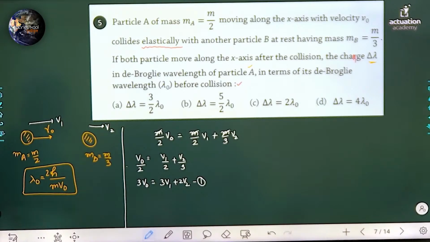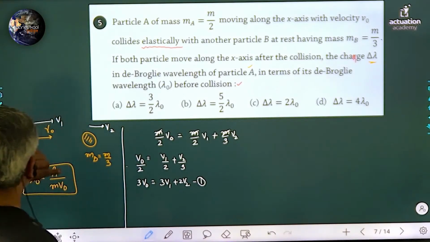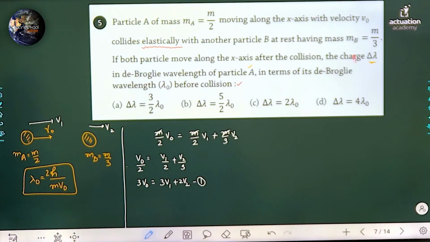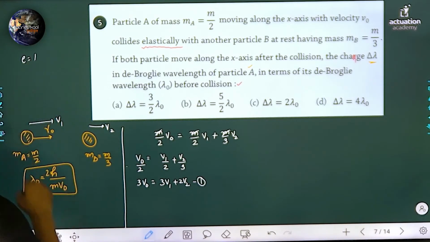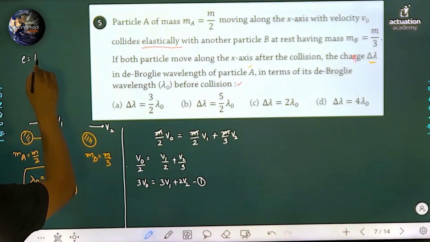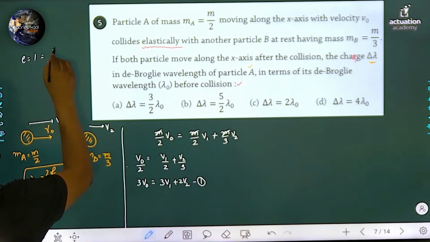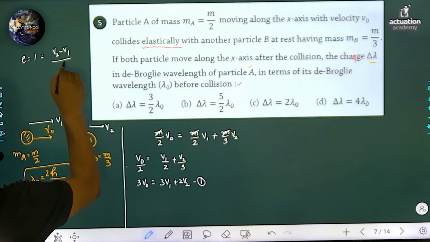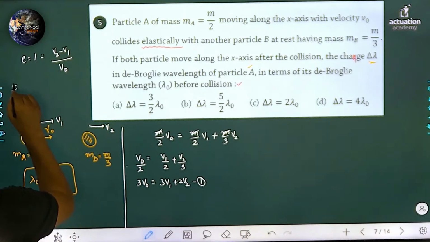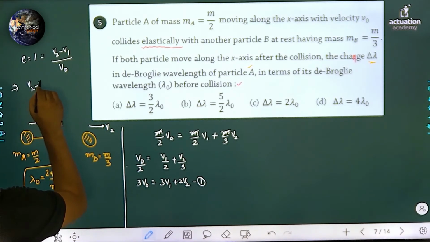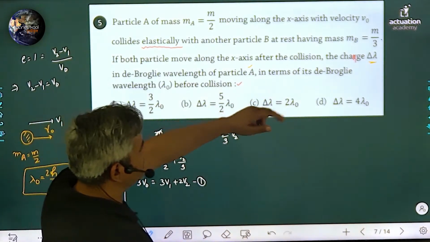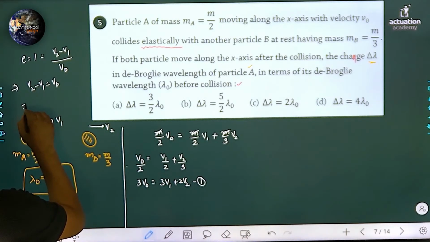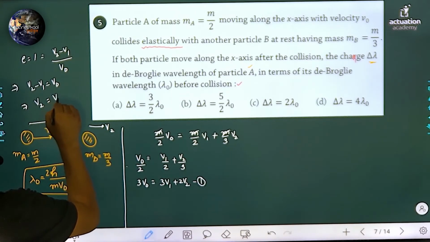Now, because this is an elastic collision, we can make use of the coefficient of restitution, which for elastic collision is 1, and that is velocity of separation, v2 minus v1, divided by velocity of approach, which is v naught. So v2 minus v1 is equal to v naught. We need to find v1, because we need the change in wavelength. So let's write the value of v2 as v naught plus v1.